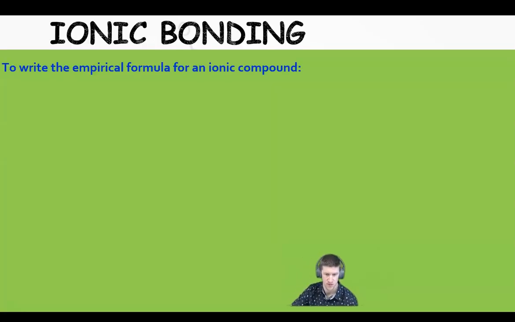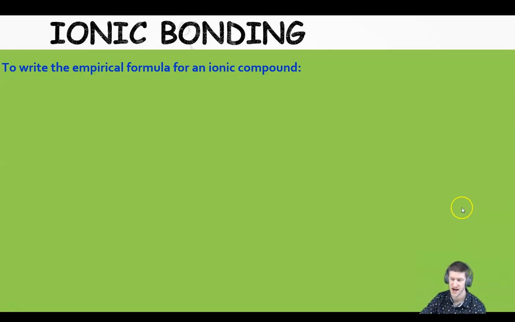If we want to write the formula for an ionic compound, there are a few steps we have to follow. Firstly, we need to identify the cation. So which of these things is going to give up its electron and become positive? Remember, cats are positive, so this is the thing that donates the electron.